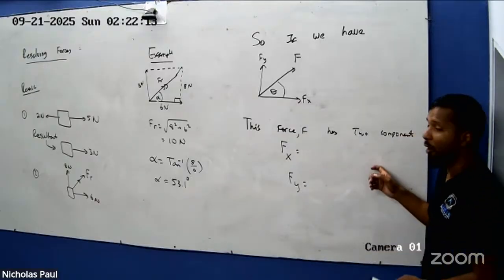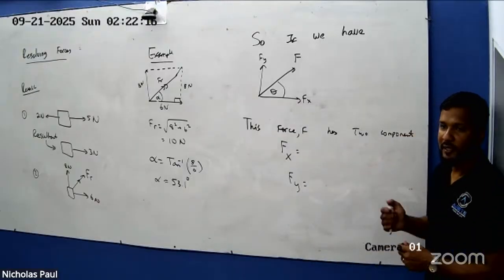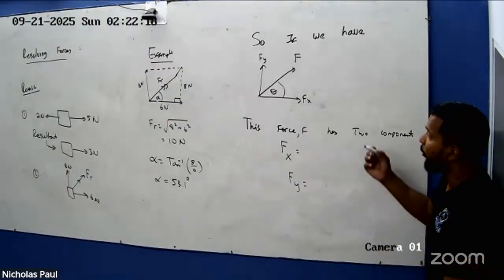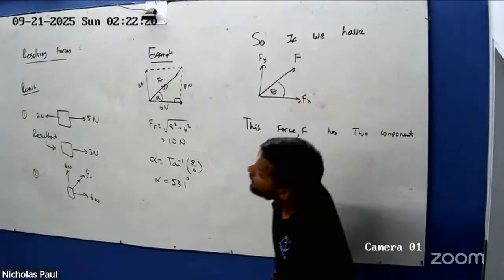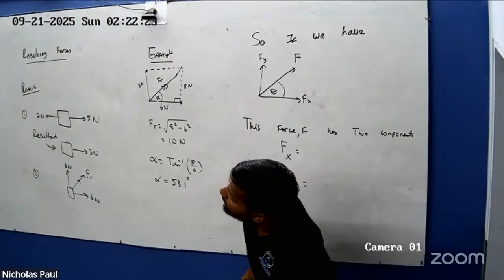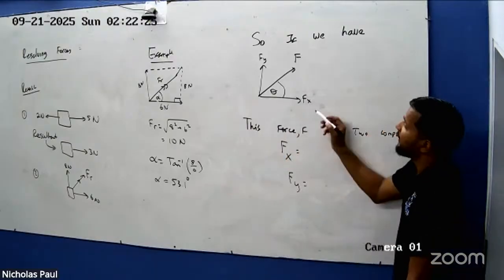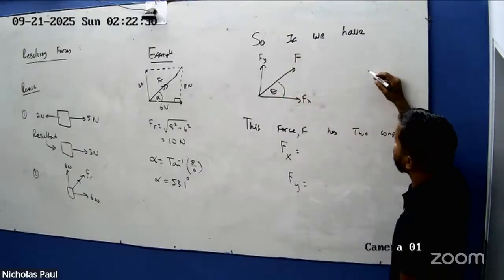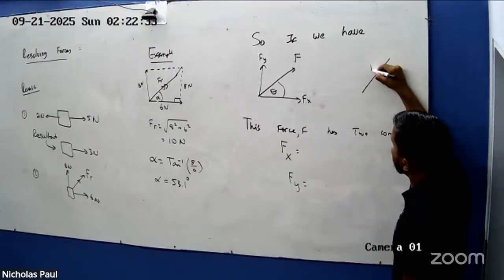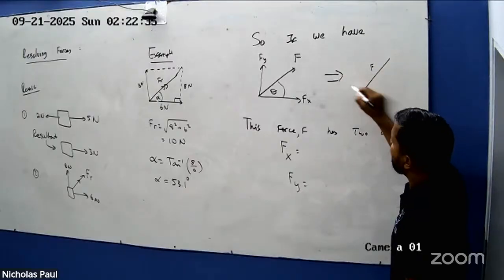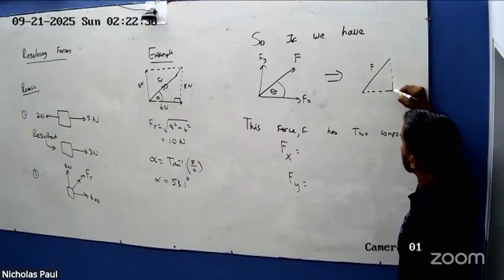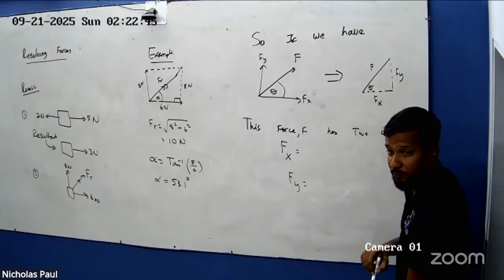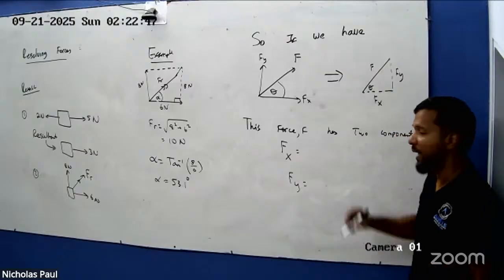So how do we find those components? Extremely simple. All we have to do is just like parallelogram law. Take the force F and recreate the same parallelogram. Here will be the x component, here will be the y, or here will be the horizontal, here will be the vertical. That's okay? And then apply trig, right?